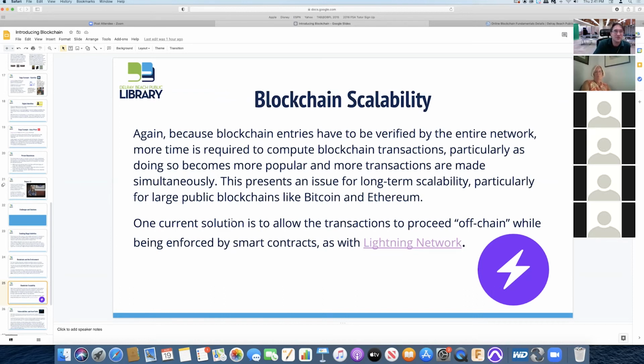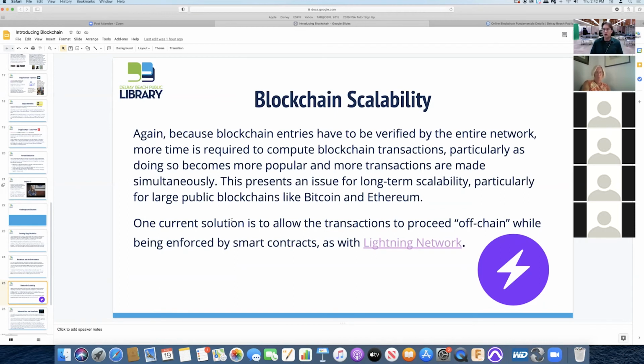Because you have to communicate with so many different devices, more time is required to compute blockchain transactions, particularly as doing so becomes more popular and more transactions are made simultaneously. Because the transactions take more time, as it becomes more popular and more people use it, you have more transactions going at the same time, which can make things very slow. This presents an issue for long-term scalability, particularly for large public blockchains like Bitcoin and Ethereum.